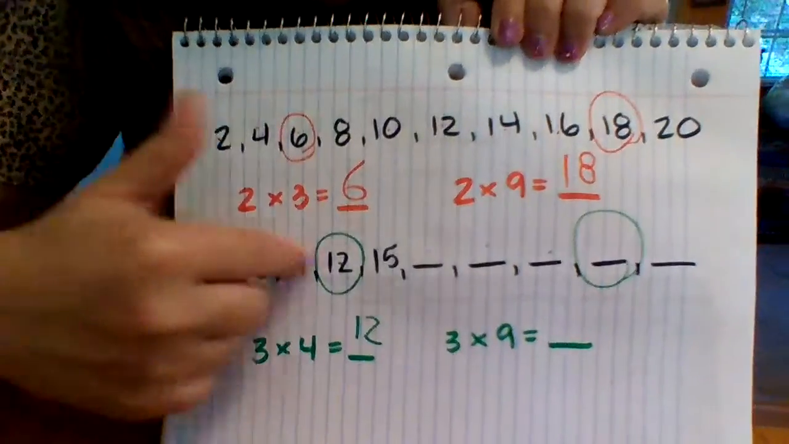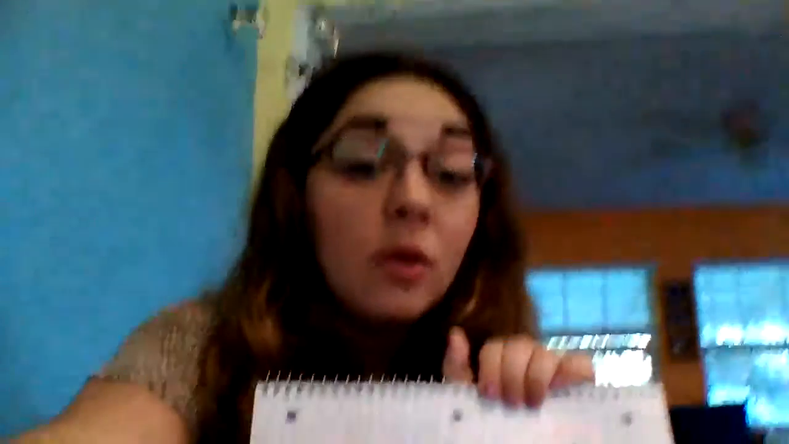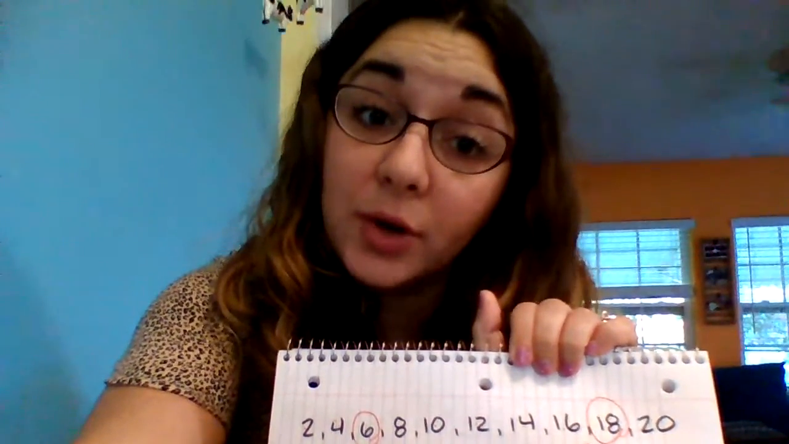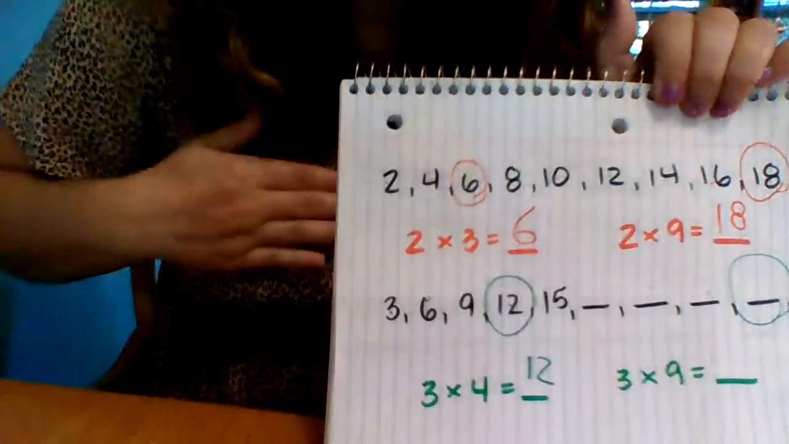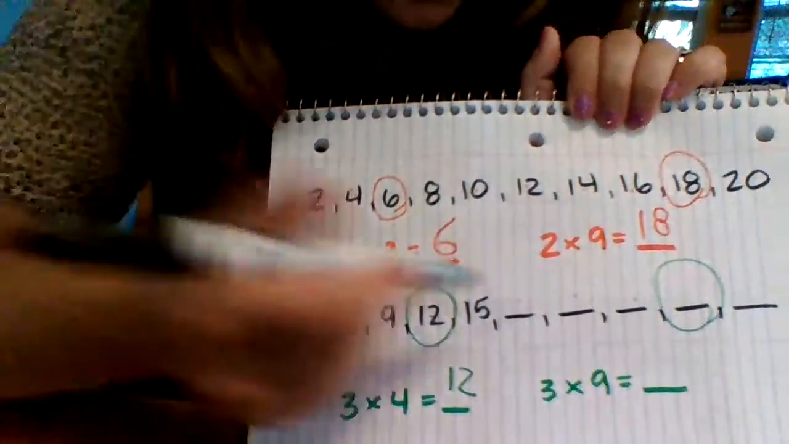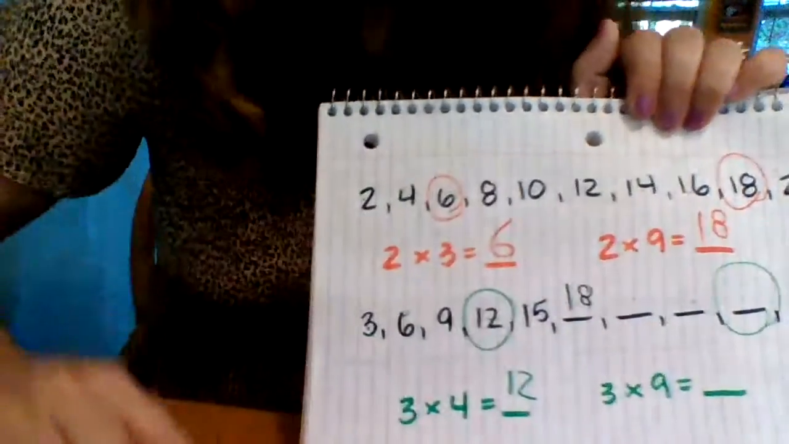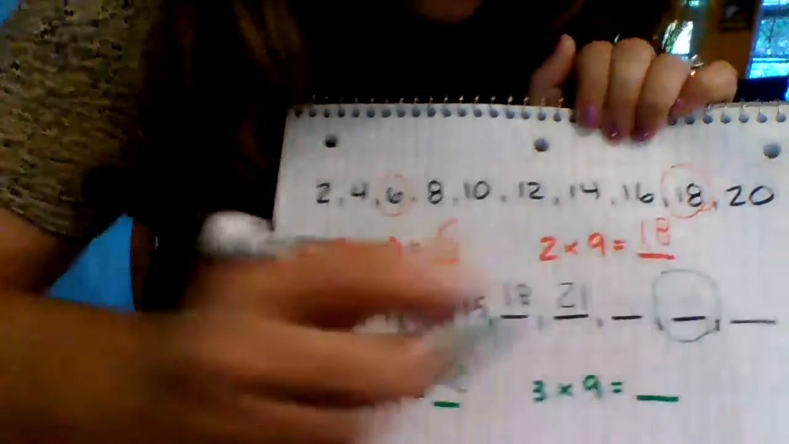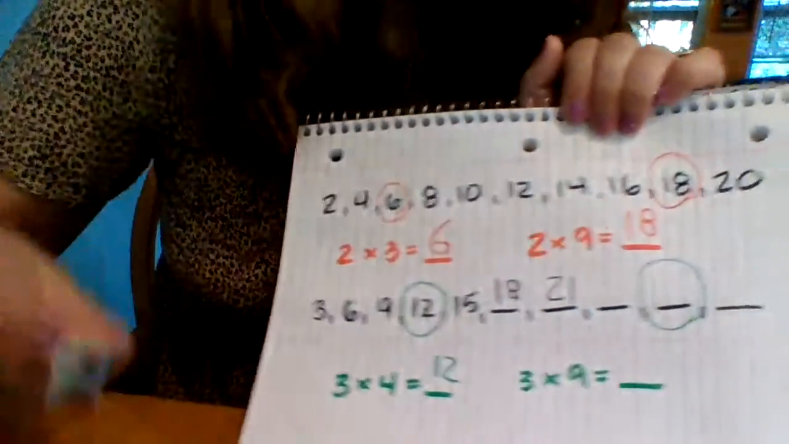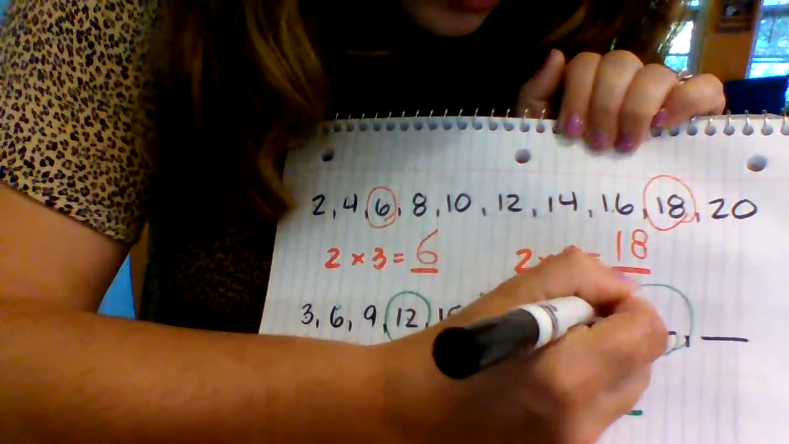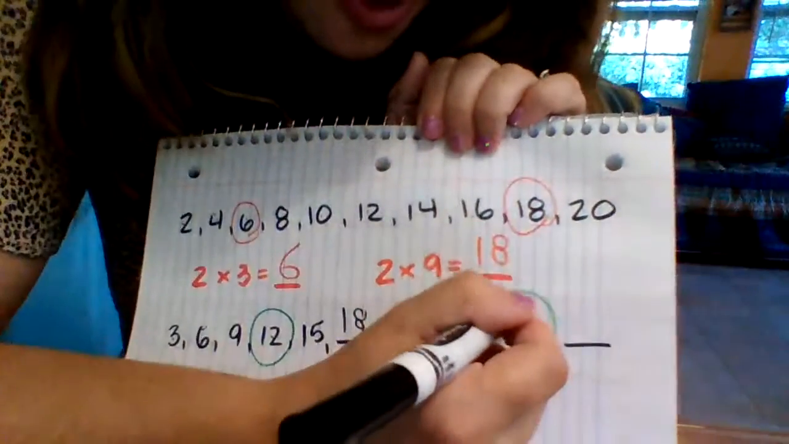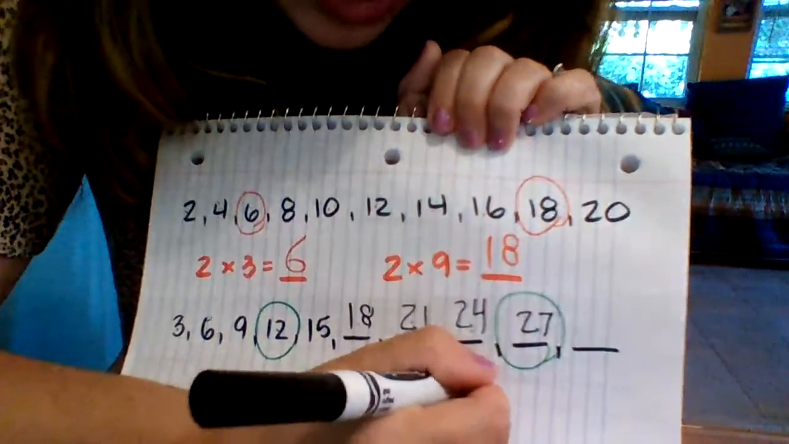So we've already got these here for you, right? So remember, skip counting by 3s is just adding the number 3 over and over and over again. So let's just add 3. What's 15 plus 3? 15, 16, 17, 18. 18, 19, 20, 21. 21, 22, 23, 24. 24, 25, 26, 27.